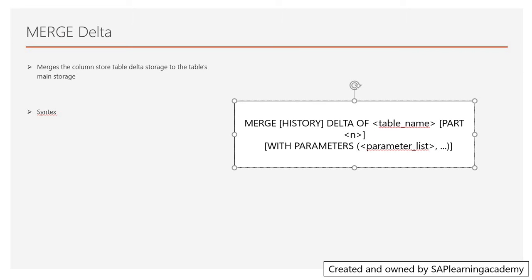So in the syntax, we can see the merge, then history, that is optional, and delta of, then you write the table name, the column store table from which you want to transfer the data from delta to main. And then part n means suppose you have multiple partitions in your table, then you can transfer the data of a partition of the table. And with parameter, then parameter list, and these are all optional fields I will be describing now.